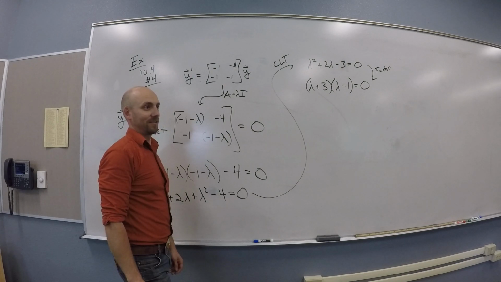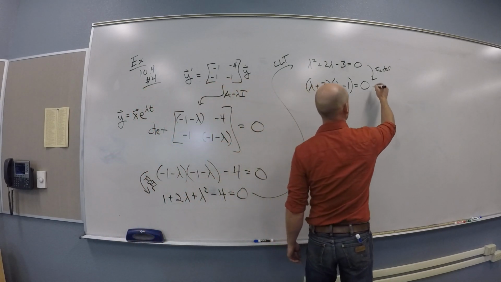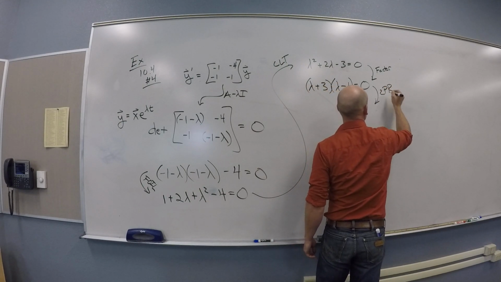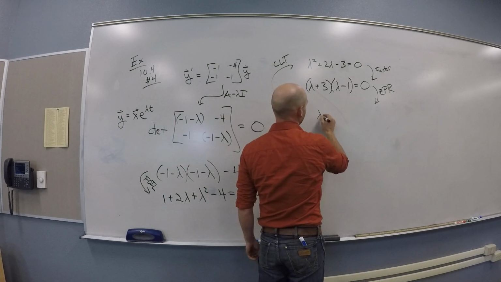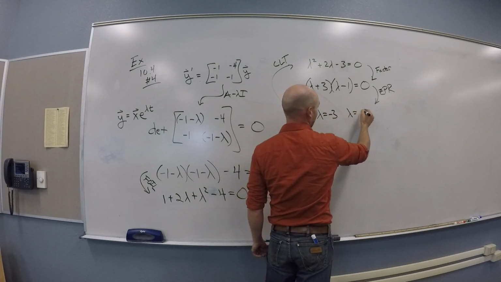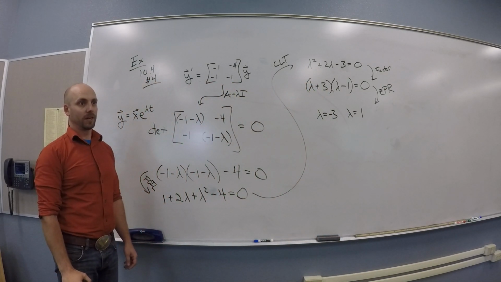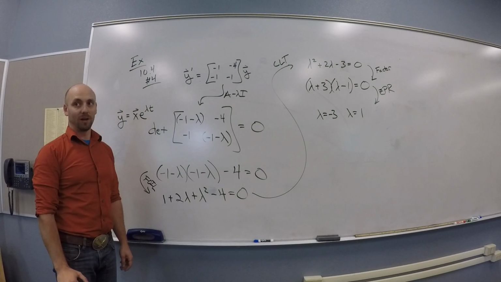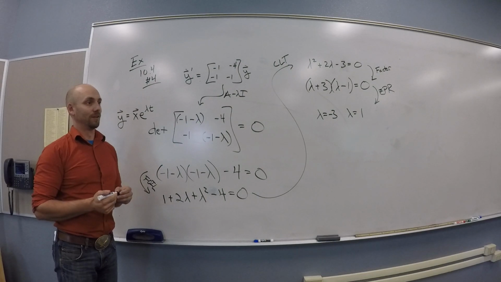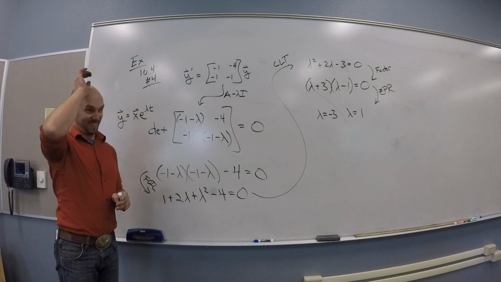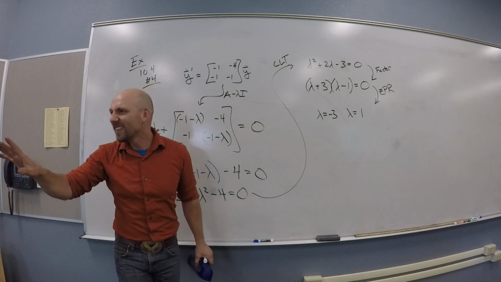Factor, then what? Then zero product rule this thing. That's going to give you your 2 eigenvalues. So your eigenvalues are lambda is minus 3 or lambda is 1. Okay? Then what? Take each lambda, plug it in, and solve back for the basis of their eigenspaces. Not that hard.